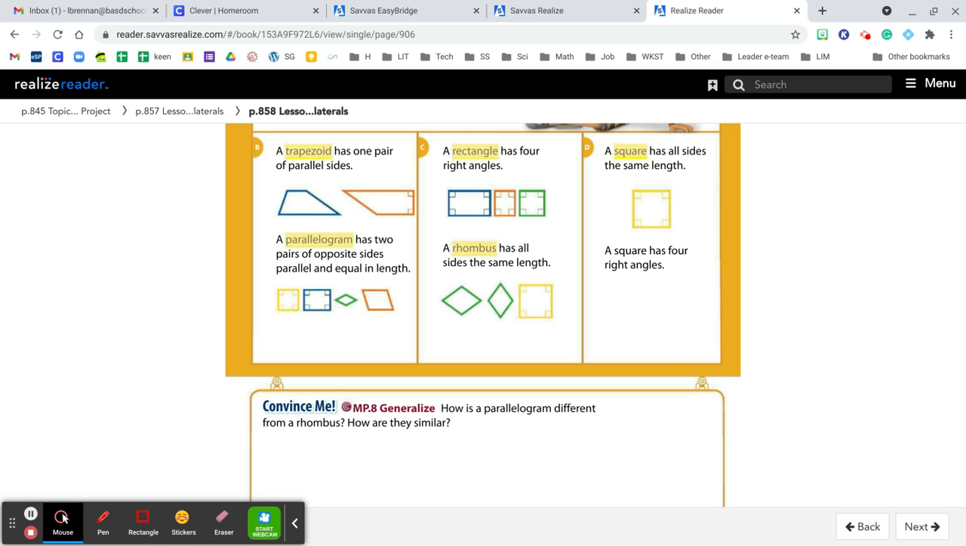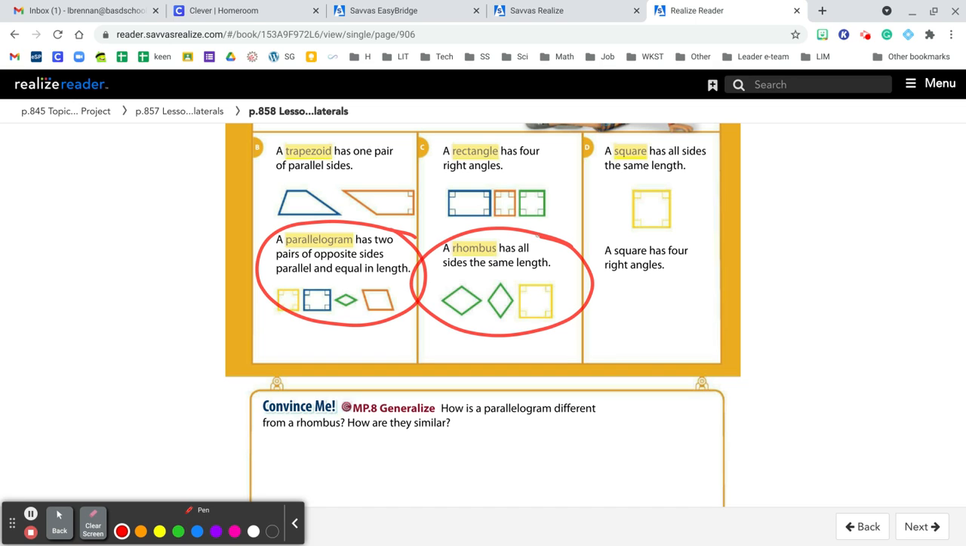How is a parallelogram different from a rhombus, and how are they the same? They both have two pairs of opposite sides that are parallel and equal in length. The rhombus has the same thing. The difference with the rhombus is each side is equal in length. So that's the difference. But technically, this side is parallel to that side. This side is parallel to that side. This side is parallel. That side is parallel. So a rhombus is a special type of a parallelogram.